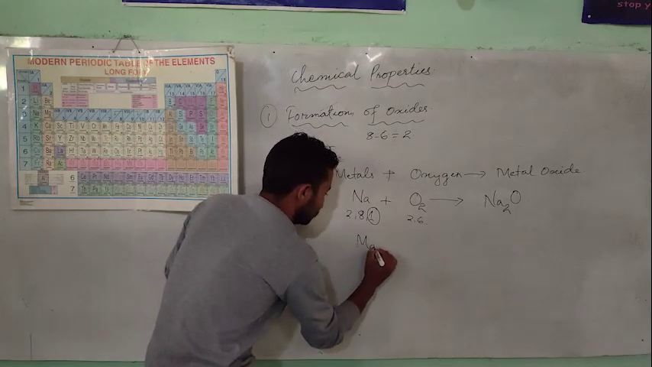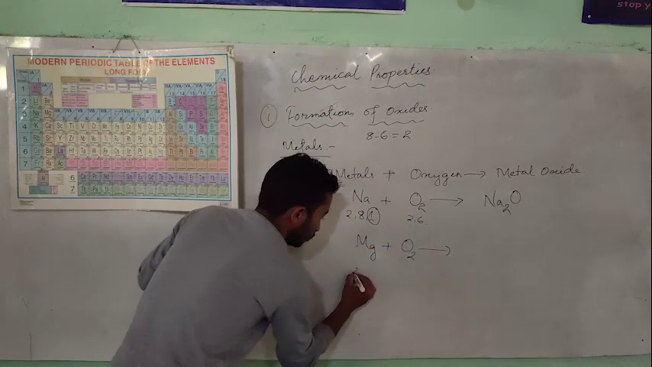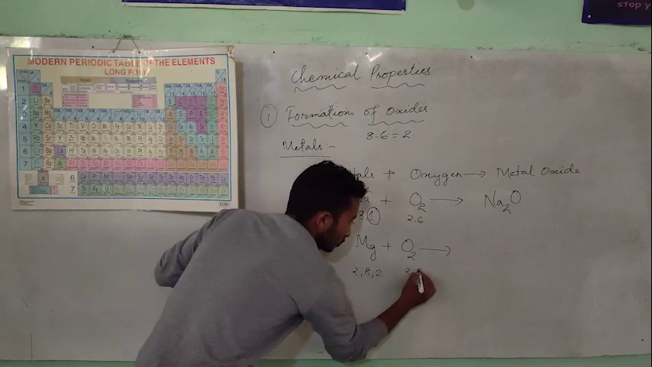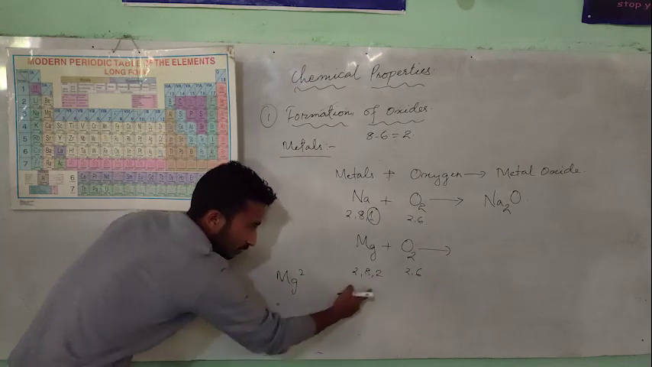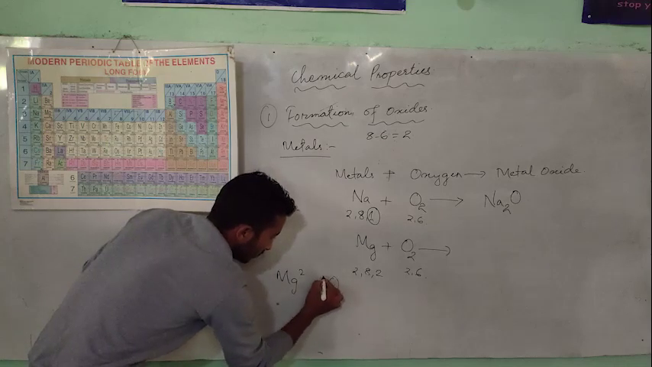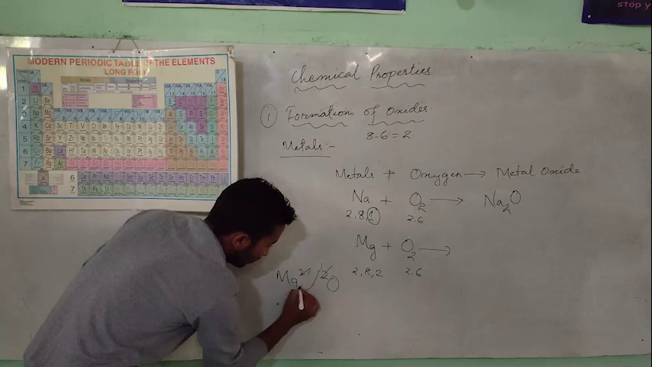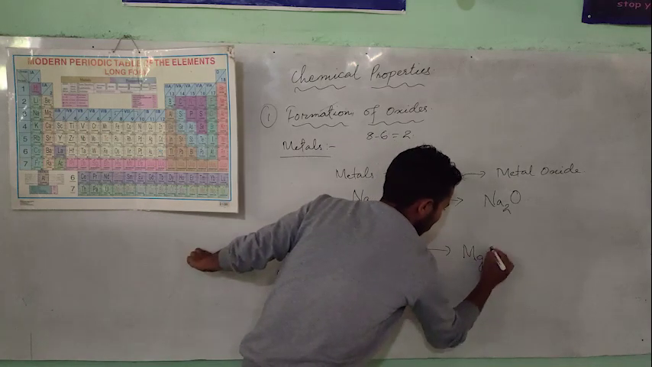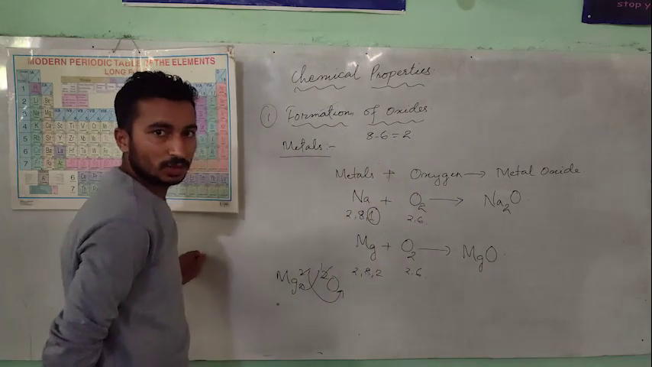Let's say magnesium plus oxygen, which have electron configurations 2, 8, 2 and 2, 6. Magnesium valency is 2, same process. Oxygen valency is 2. We will cancel both of them, with 1 remaining. We will bring this one here, and then we will get MgO. That is magnesium oxide.